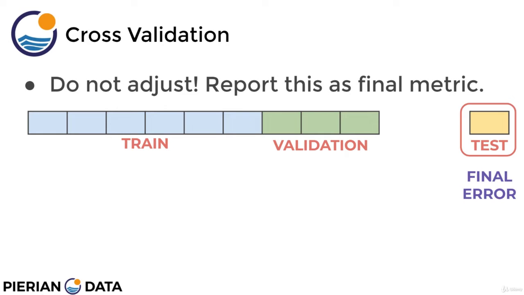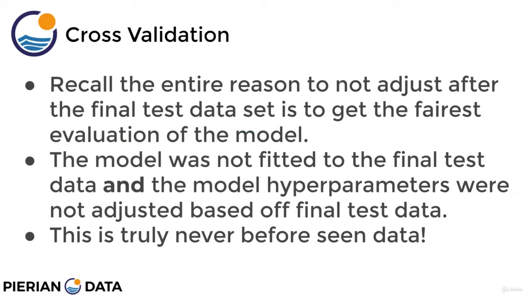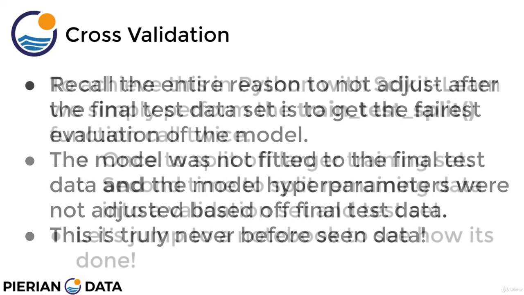And the main thing to know here is that this is the final error report and you are not allowed to adjust the hyperparameters. The only true purpose of this final test set is to get some sort of metric for your model to just take note of. That way you can report that to your boss and say, this is what I expect my model to perform with on truly unseen and unadjusted data. All right. So again, recall the entire reason to not adjust after the final test data set is to get the fairest evaluation of the model. The model was not fitted to the final test data, and the model hyperparameters were not adjusted based off the final test data. This is truly never before seen data.